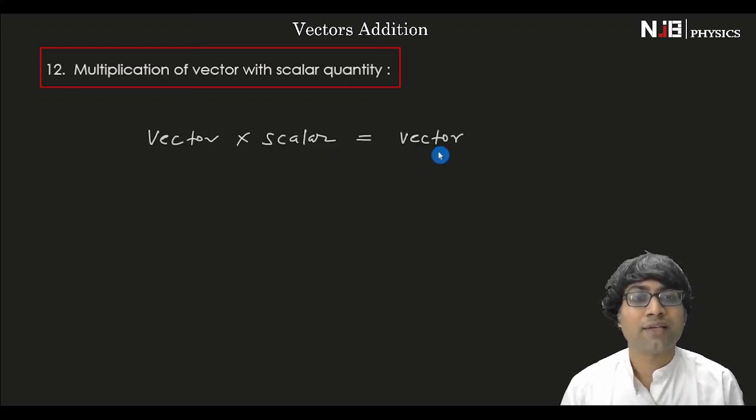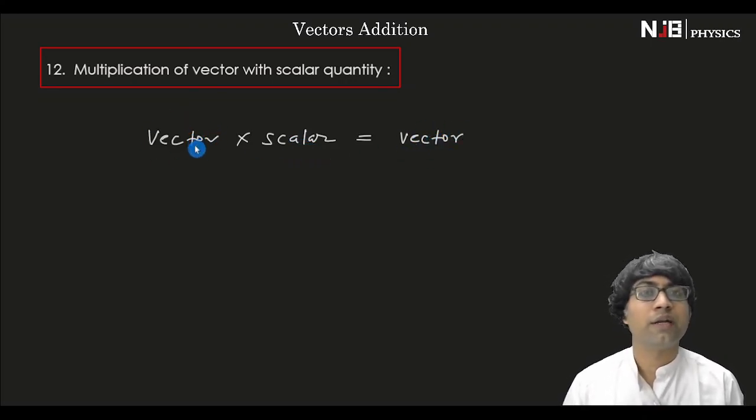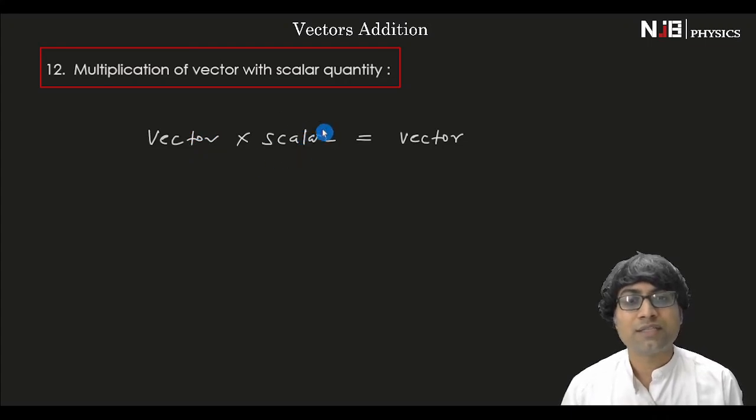And what will be the direction of the vector quantity? Well, if this scalar quantity is positive, then the direction of the new vector quantity and the old vector quantity will be the same. If this scalar quantity is negative, then the direction of this new vector quantity will be opposite to the direction of the old vector quantity. So let's take a few examples.